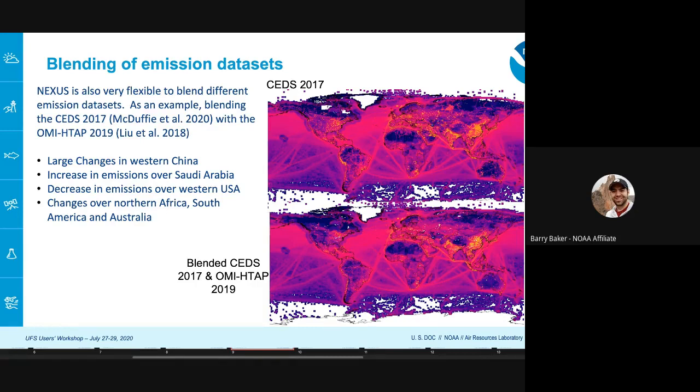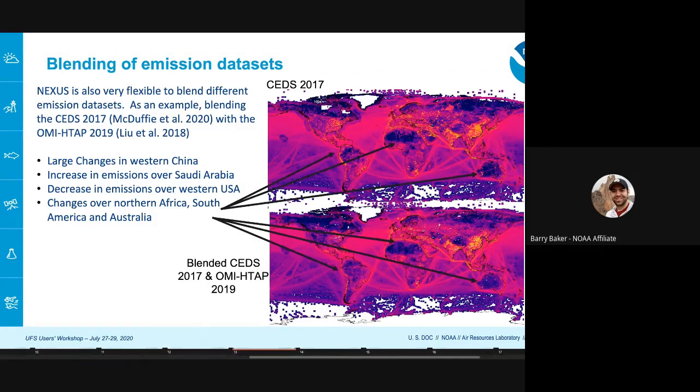And what you can see is some pretty drastic changes. So for example, in Western China, in comparison, the OMI HTAP saw lower emissions over that area. Now it was already fairly low in that area, so it might not have much impact on the model, but we can see that there are a lot of differences, specifically over Saudi Arabia, the emissions over the Western United States, and also changes over multiple continents such as Australia, South America, and Northern Africa.